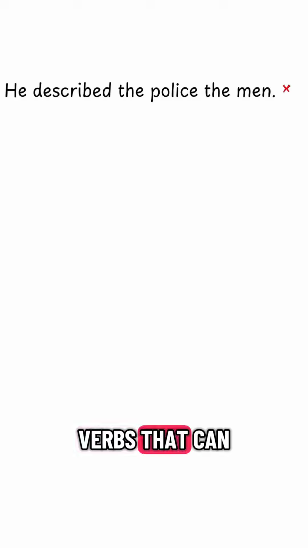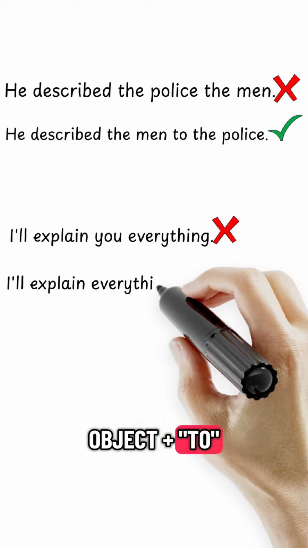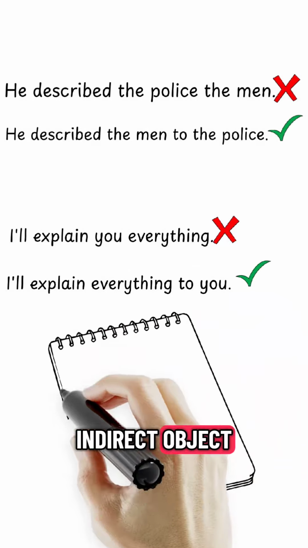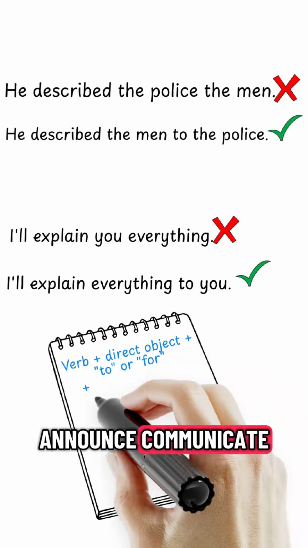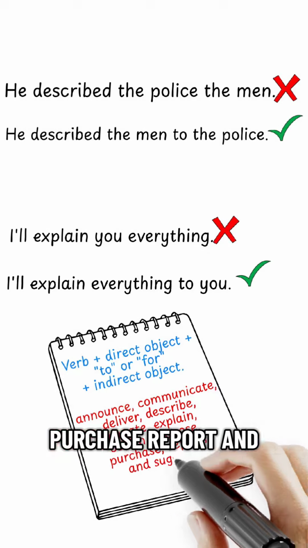Finally, there are verbs that can only be used with this formula: verb plus direct object plus to or for plus indirect object. These verbs are announce, communicate, deliver, describe, donate, explain, obtain, propose, purchase, report, and suggest.